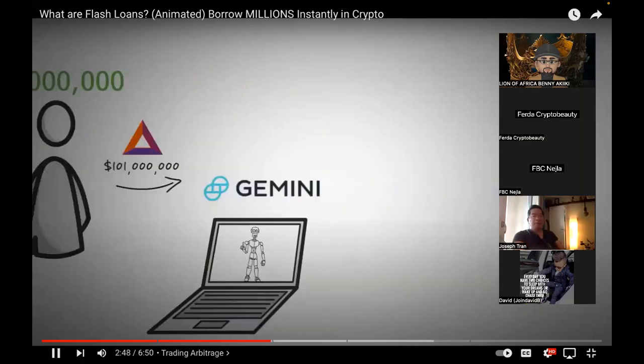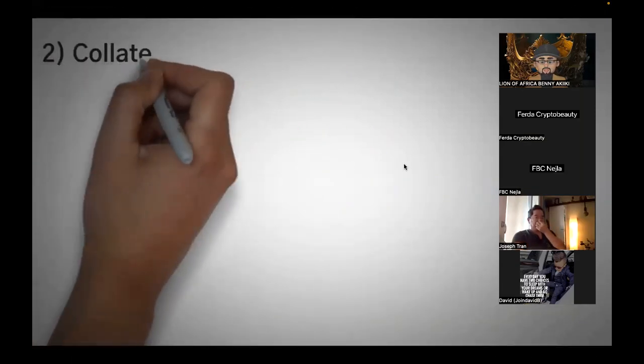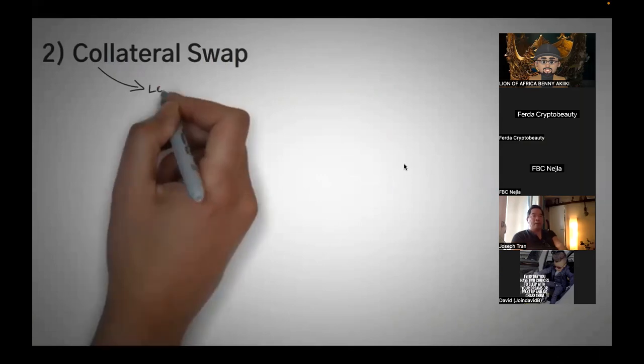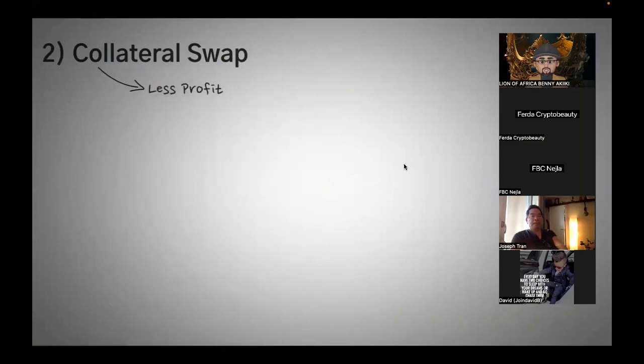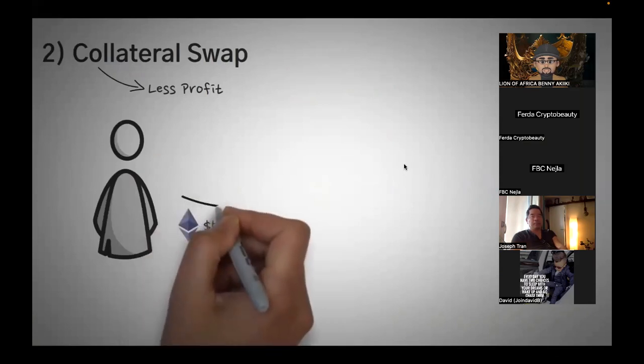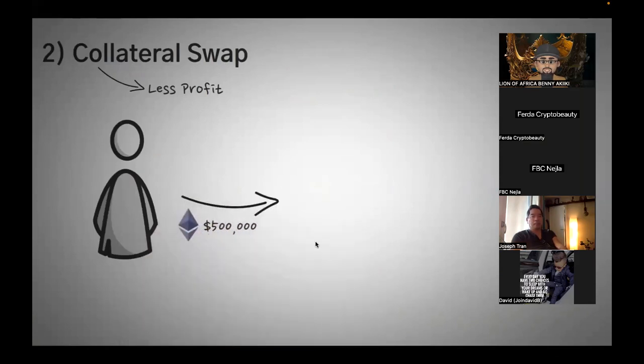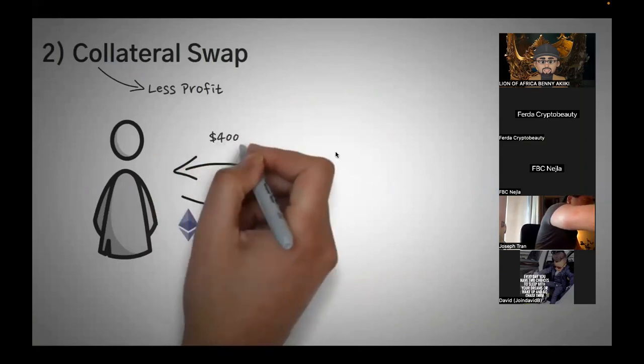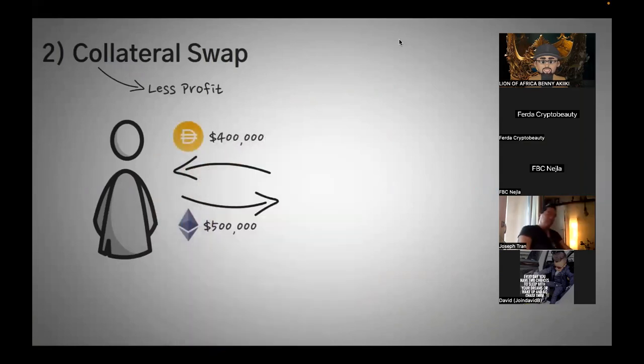You should know that it is possible. Use number 2 is collateral swap. Now, this one has less potential for profit, but creates a useful tool for those borrowing and lending. Let's say you had $500,000 in Ethereum that you were lending out. You did that so you could earn interest. And because of this, you borrowed 400,000 of DAI, which is a stable coin.